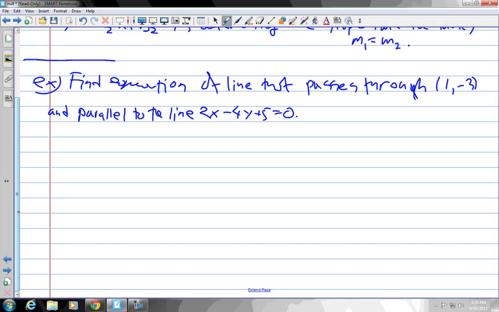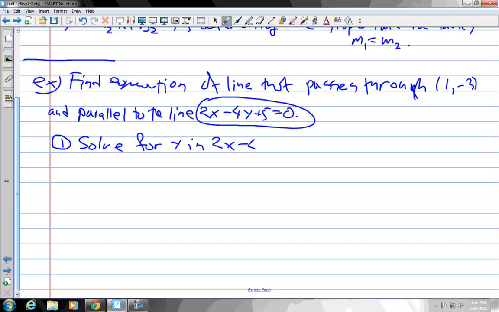But yes. So put this line in mx plus b form, and then you can clearly see the slope of that line, right? And then the slope of that line would be the slope of our line because parallel lines have the same slope. So good. Just got to communicate your feelings to me and we'll move on. So we need to solve for y, right? Okay, so solve for y in this 2x minus 4y plus 5 equals 0.